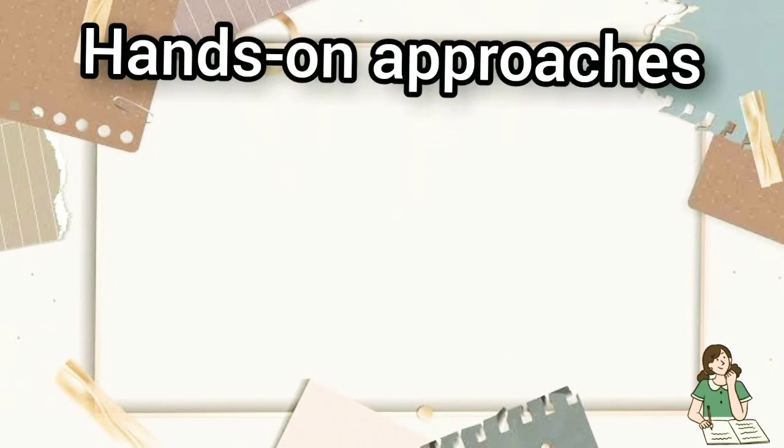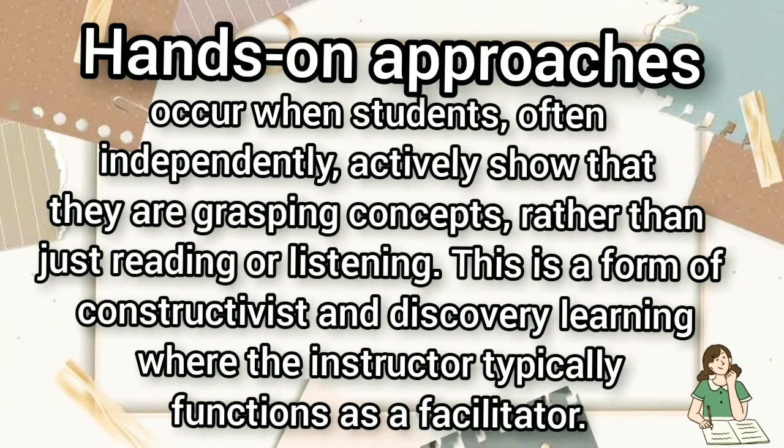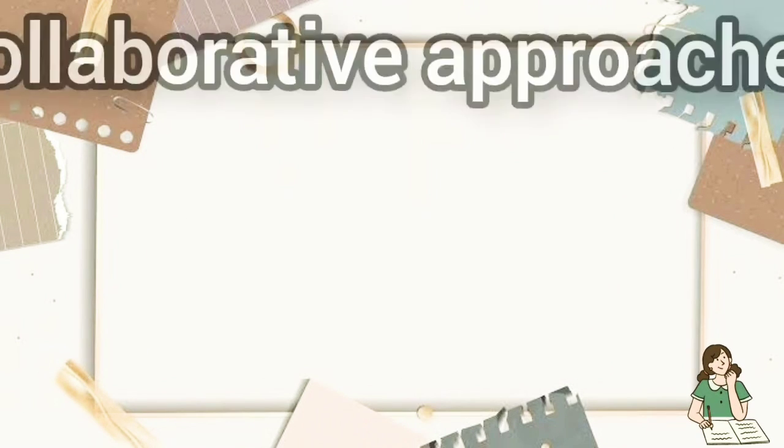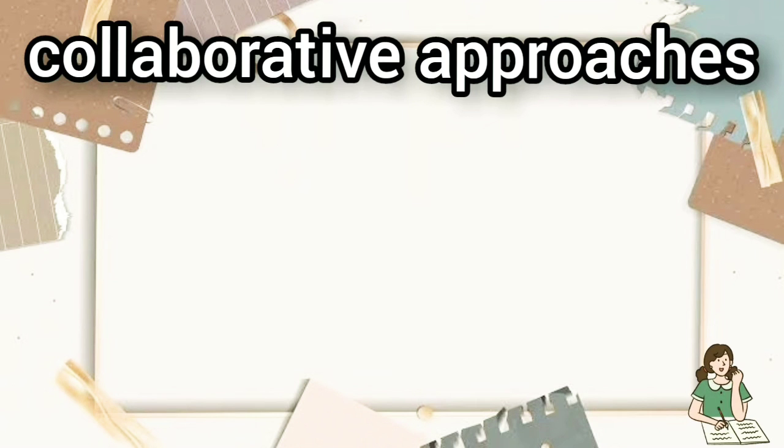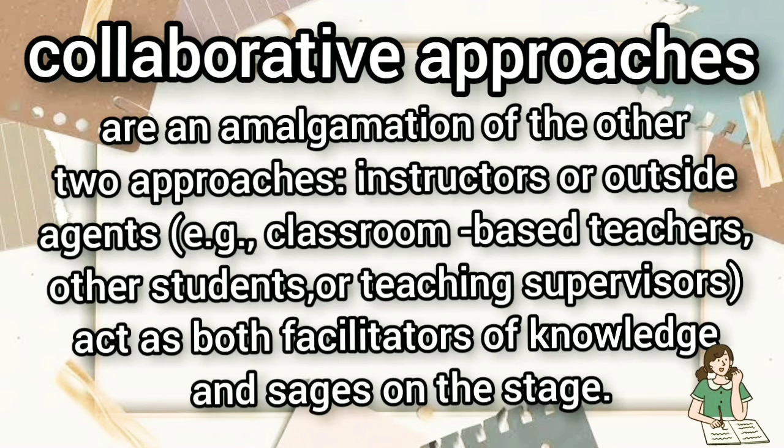Number 2. Hands-on approaches. This occurs when students, often independently, actively show that they are grasping concepts, rather than just reading or listening. This is a form of constructivist and discovery learning where the instructor typically functions as a facilitator. Number 3. Collaborative approaches are an amalgamation of the other 2 approaches. Instructor and other agents act as both facilitators of knowledge and sage on the stage.